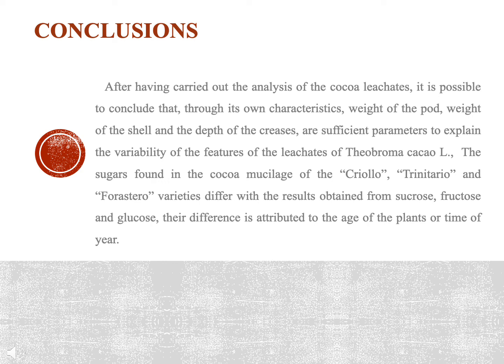The sugars found in the cacao mucilage of the criollo, trinitario, and forastero varieties differ in the results obtained for sucrose, fructose, and glucose. Their difference is attributed to the age of the plant or time of year.